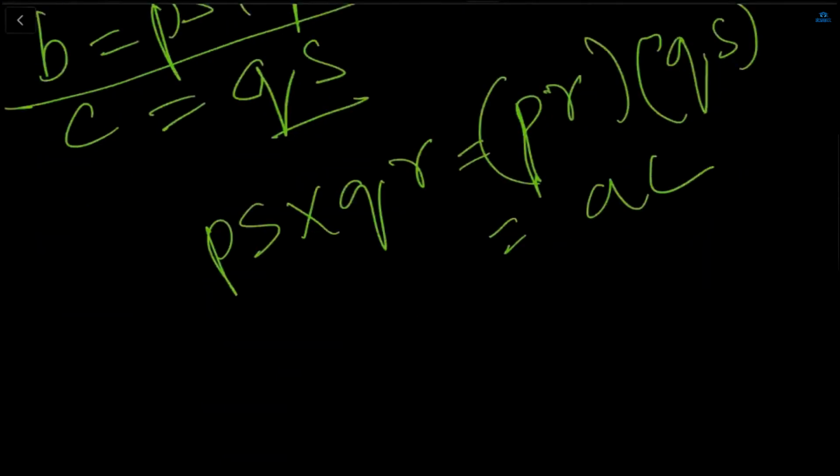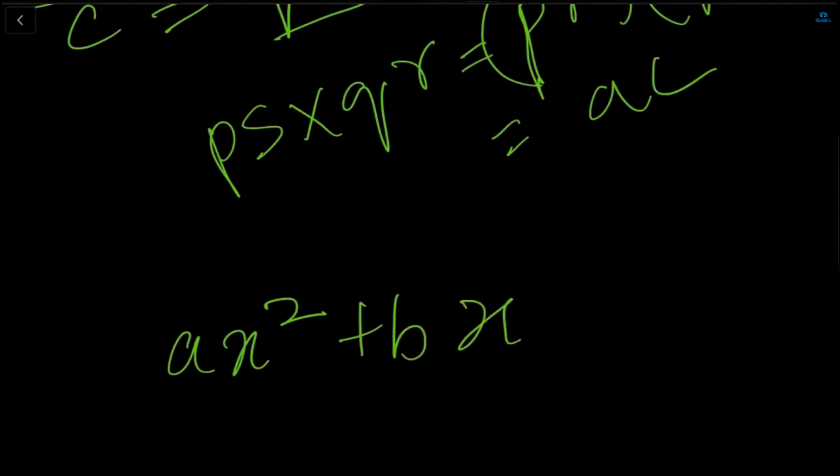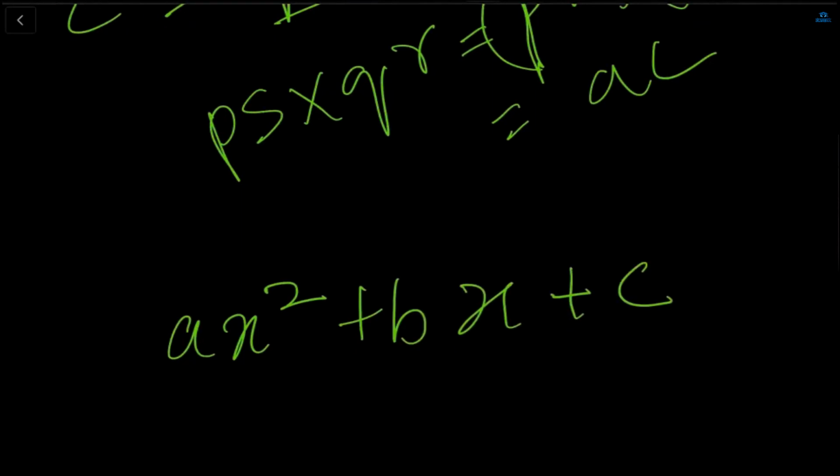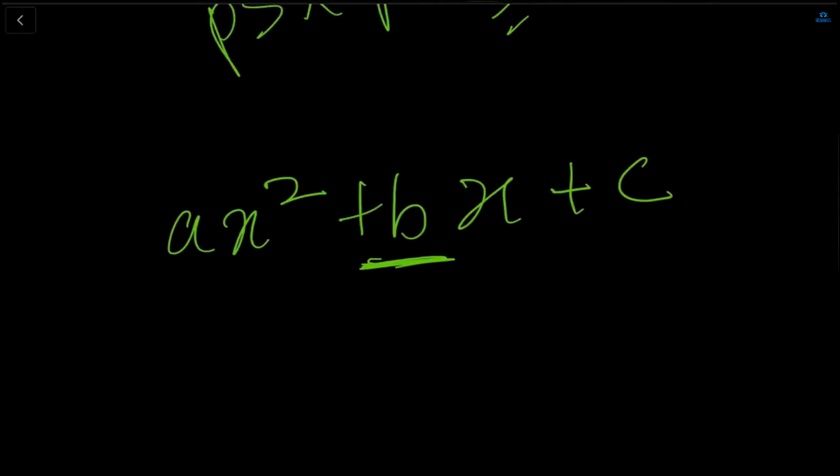I may have told you this in the starting, how to split the terms. The main concept here is that for ax square plus bx plus c, whenever you are splitting the middle term, it should be split in such a way that the sum gives you b and the product gives you a multiplied by c.